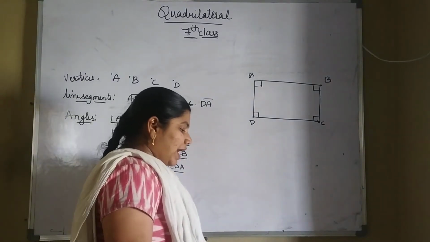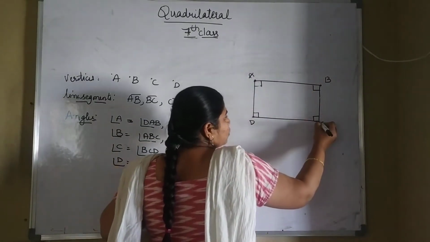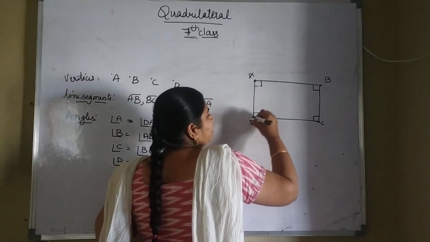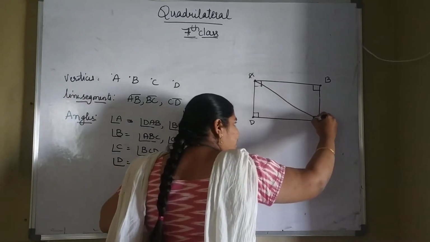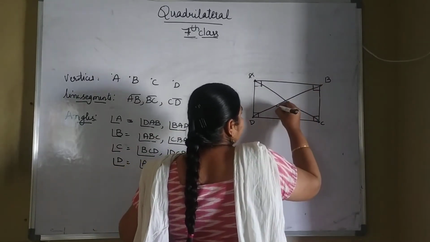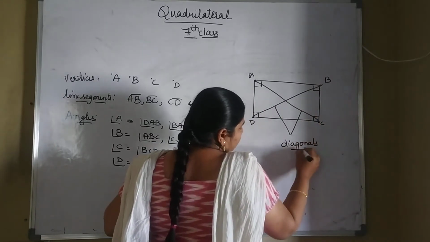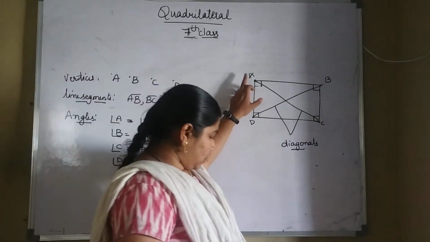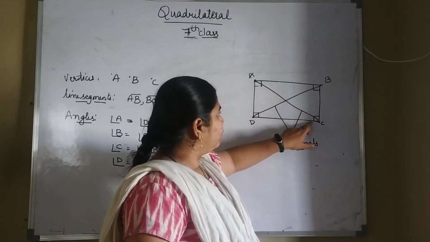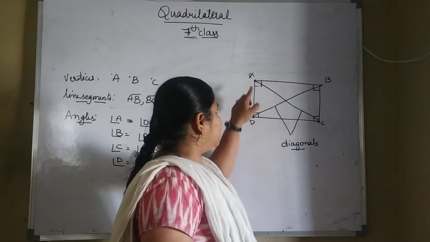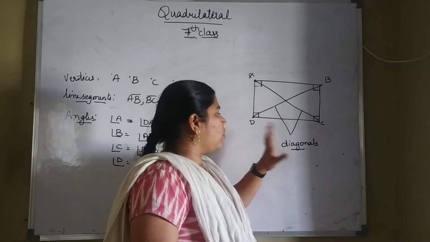Next, the line segment joining the opposite vertices. What are the opposite vertices? Vertex C is opposite to vertex A and vertex D is opposite to vertex B. So if these opposite vertices are joined with a line segment, that line segment we will call a diagonal. These opposite vertices are joined with a line segment, and that line segment we will call a diagonal.